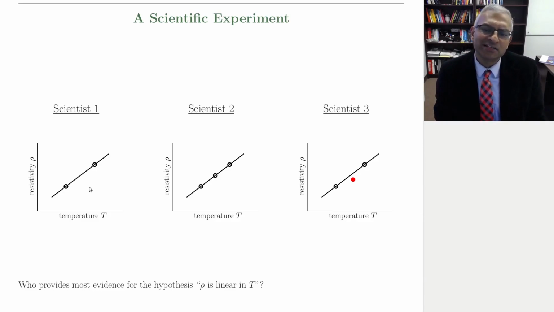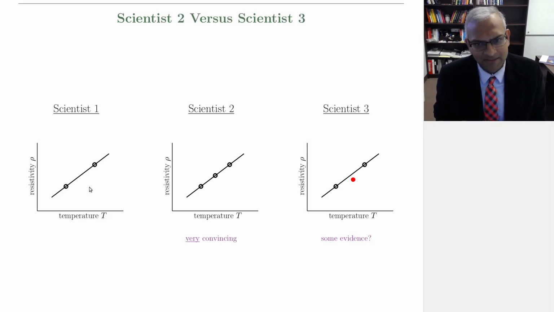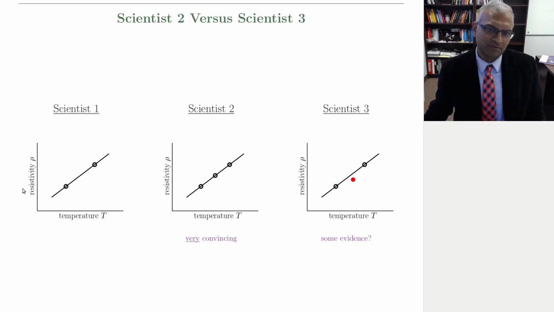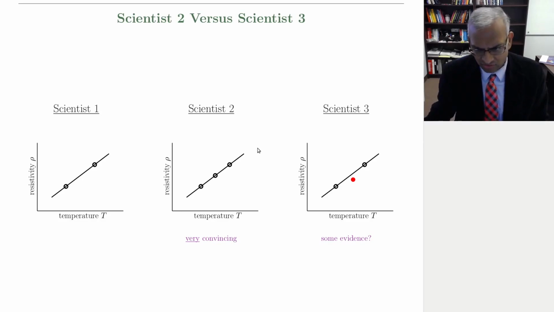Let's compare scientist 2 with scientist 3. Okay, so that's our first attempt at analyzing these scientists. Scientist 2 has provided, in my opinion, very convincing evidence. Because look, he has collected 3 data points, and a line beautifully fits those 3 data points.